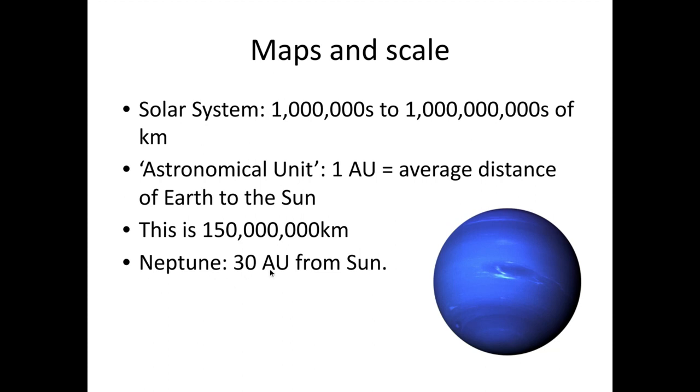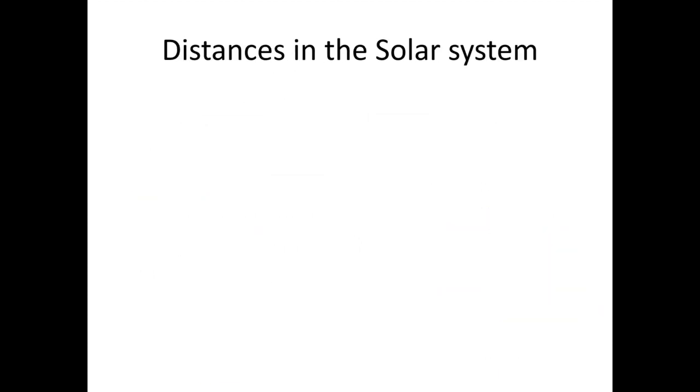So Neptune is 30 AUs, astronomical units, from the sun. Now we could work out, and in fact you are going to work out in a minute, how many kilometers that is. But again, we're dealing with really, really big numbers. So the idea of using an astronomical unit is really to make measurement easier within the solar system.